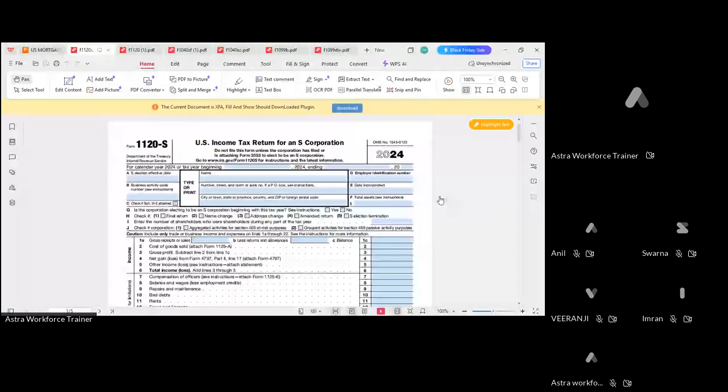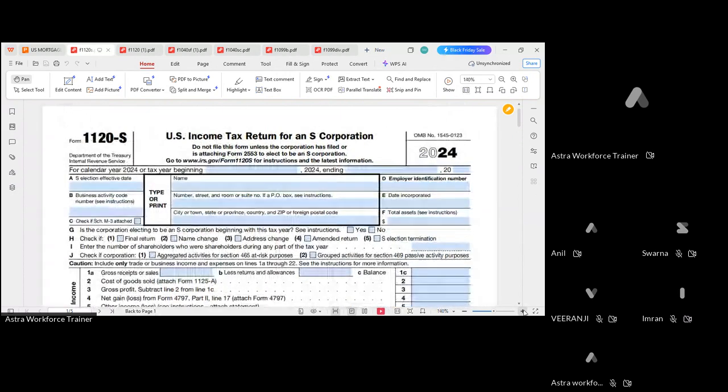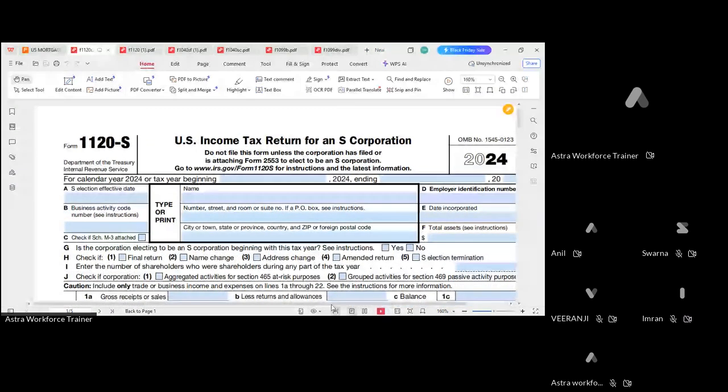Okay, is my screen visible, guys? What document are you seeing now? 1120S. Okay, instead of saying 1120 years, you can call it 1120S. Usually in the US market, we will spell it like this only. So 1120S is for your S corporation income.